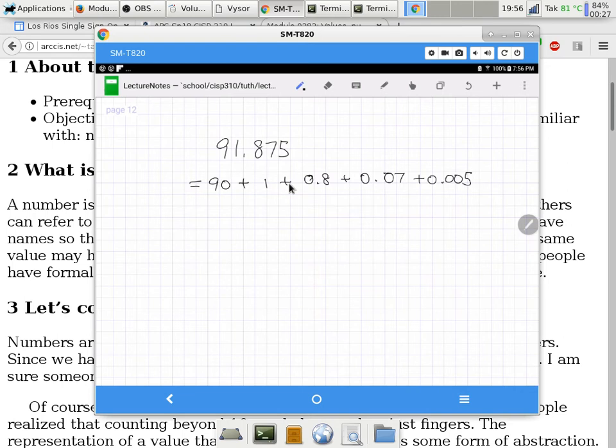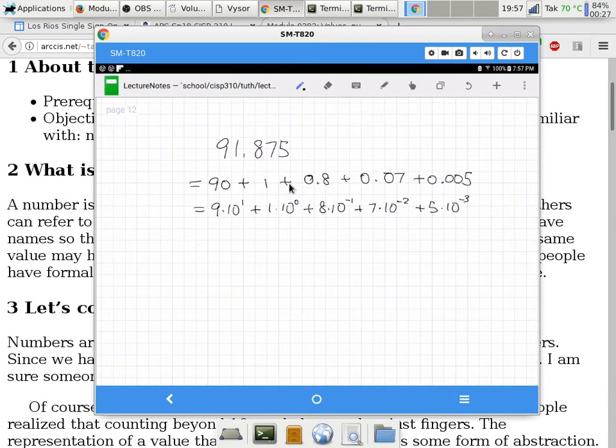Would anyone argue about this equality? Nope. Okay. What about this? 9 times 10 to the power of 1 plus 1 times 10 to the power of 0 plus 8 times 10 to the power of negative 1 plus 7 times 10 to the power of negative 2 plus 5 times 10 to the power of negative 3. Is that okay? What is that showing you? Is there any type of pattern here?